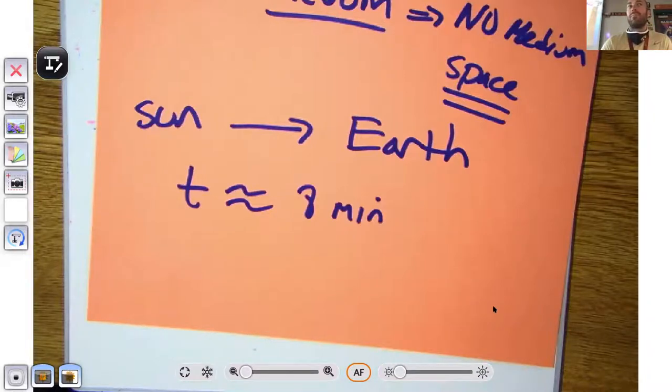Yeah. Is the sun set 8 minutes before? Yep. Everything that we see the sun doing happened 8 minutes prior. So when your local weatherman says the sun's going to set at 9:08 tonight, nope, the sun set at 9 o'clock. It's just that the light it emitted at 9 o'clock did not get to the Earth until 9:08.